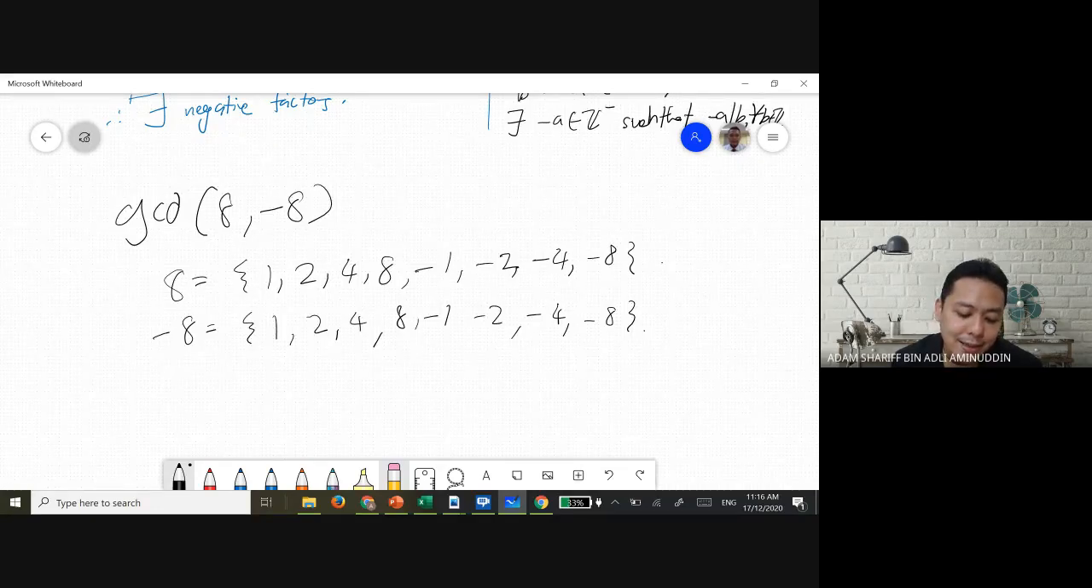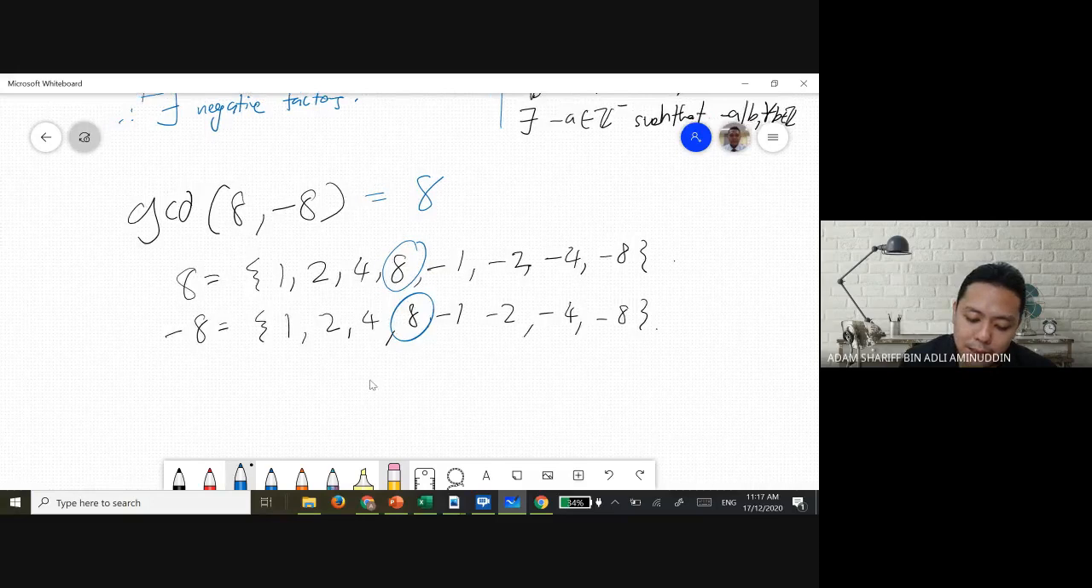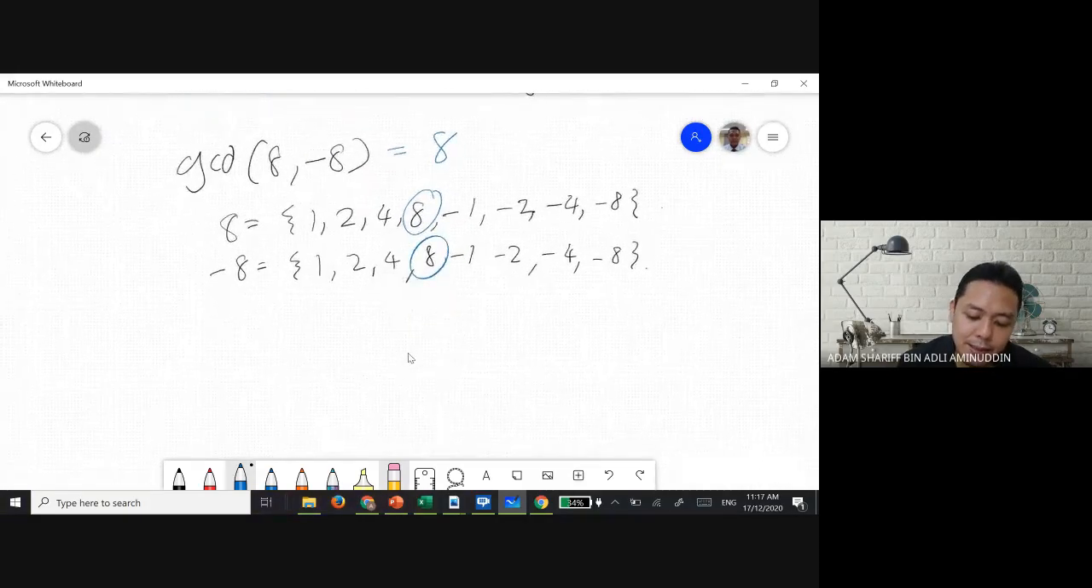But which one is the greatest one? 8. It will be 8. So if you use conventional method, then you can solve it. GCD between A and negative A, or 8 and negative 8, it will be 8 itself. But the question is this, a concern arises. Can it be used as a prime factors? Can it be solved by using prime factorization? Yang ni kita ada masalah. Suppose I try to use prime factorization.